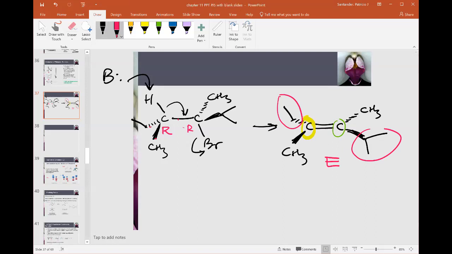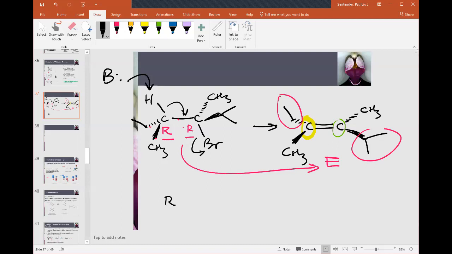So there I can say the configuration of the starting material, the RR configuration, leads to the formation of the E product. If I had a different configuration here, let's say if I had the RS configuration, that would have given me the Z product. So that is very, very nice.